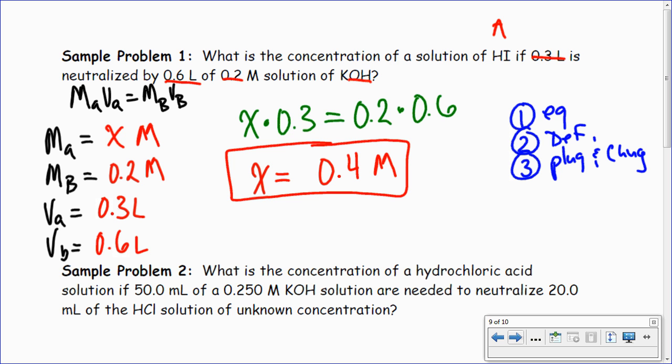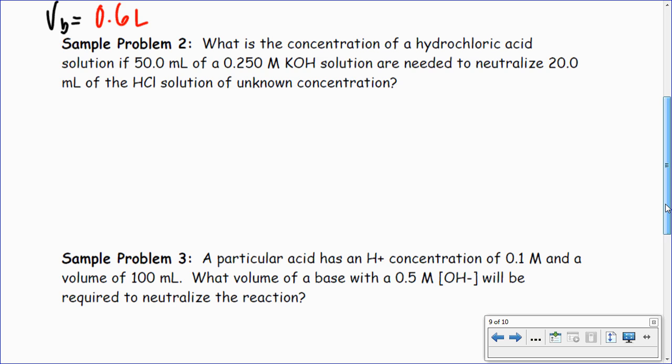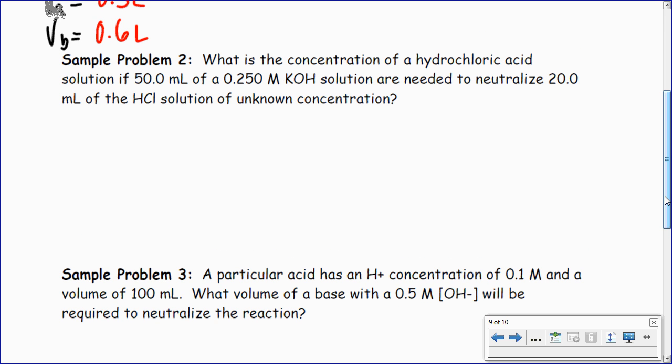I'll help you with the first 2 steps, 1, 2, put the equation and define the variables for sample problem 2. And sample problem 3, I'm going to have you do all on your own. Sample problem 2. What's the concentration of hydrochloric acid solution if 50 mils of a 0.250 molar solution of KOH are needed to neutralize 20 mils of the HCl solution of unknown concentration? The way these are worded can be tricky, so always write MAVA equals MBVB, and then you start looking for the stuff.